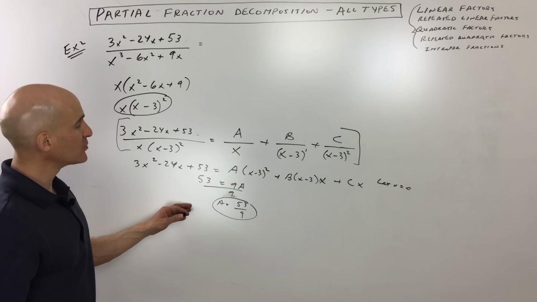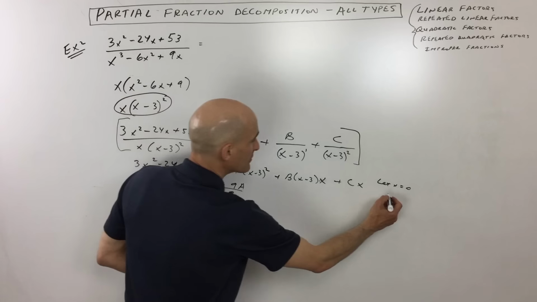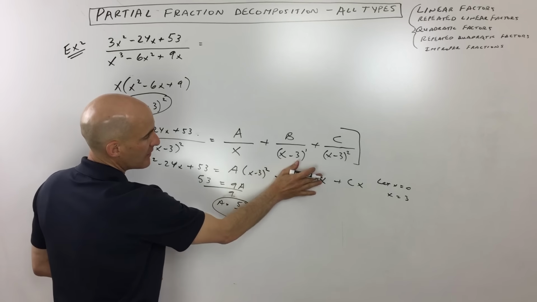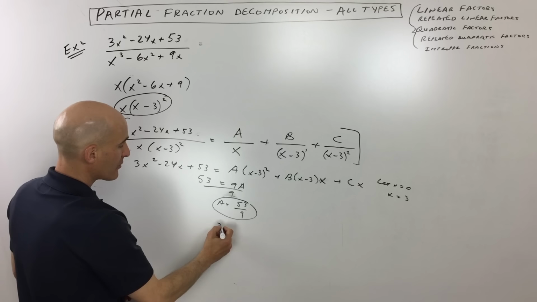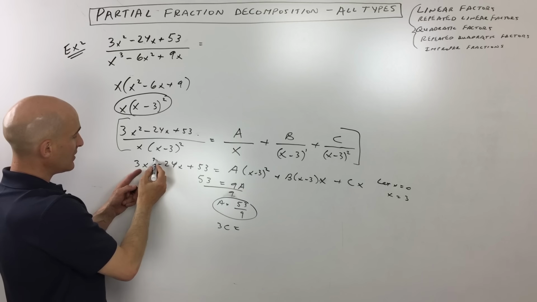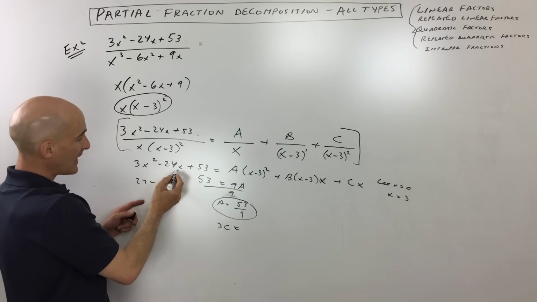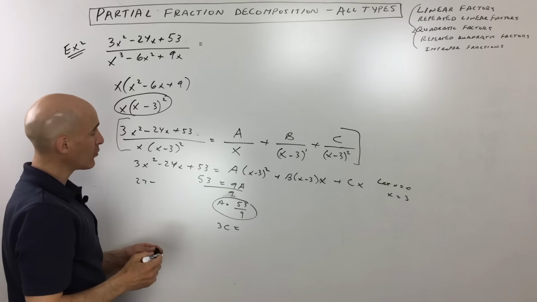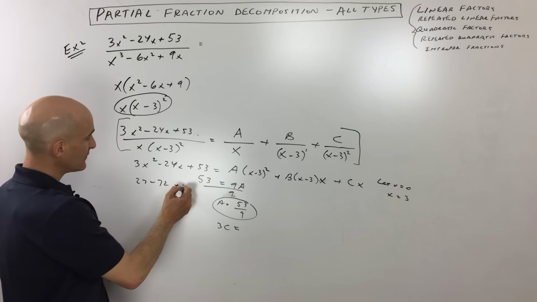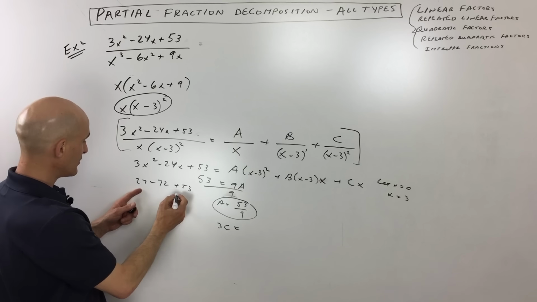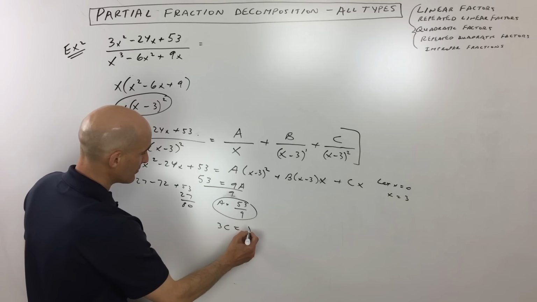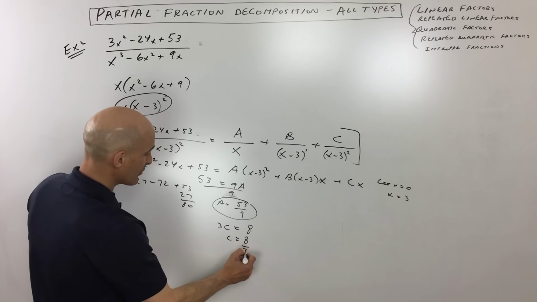Now, let x equal 3. If we do x equal to 3, that's going to cancel out this term and this term. So we're going to end up getting 3c is equal to, well, let's see what this side is. This would be 27 minus 3 times 24, how much is that? That's 72, plus 53. Okay, so we've got some challenging math here. Let's see if we can simplify this. That's 80 minus 72, which is 8, so c is equal to 8 thirds.